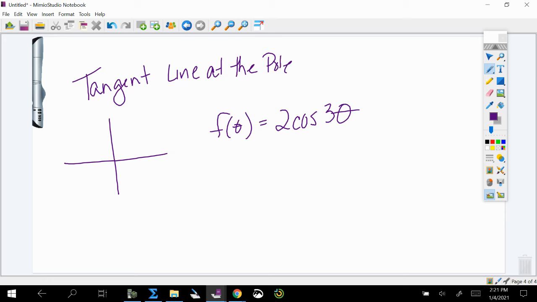So this one, I mean, you could graph it on your calculator, but just to save you time, it kind of looks like this. It's this 3 petal. The petal on the right is kind of split by that polar axis, and then the other 2 are in the second quadrant and the third quadrant. So you'll see asked sometimes, what is the tangent line at the pole?